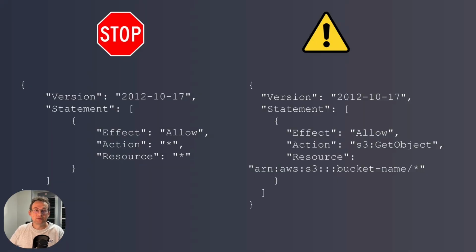And the golden rule that appears in almost every security question, the principle of least privilege. Always grant the minimum permissions that the application needs. If your Lambda only needs to read data from S3, don't give it write permissions. The exam will test if you can identify overly permissive policies.